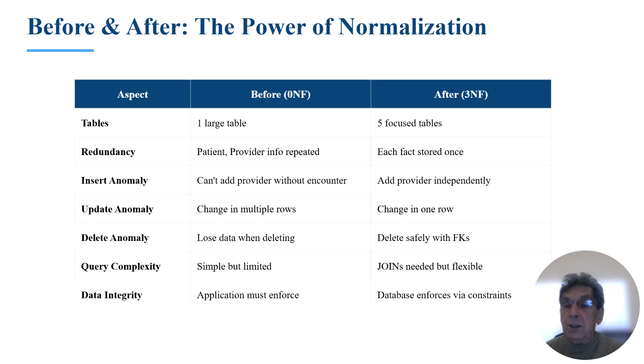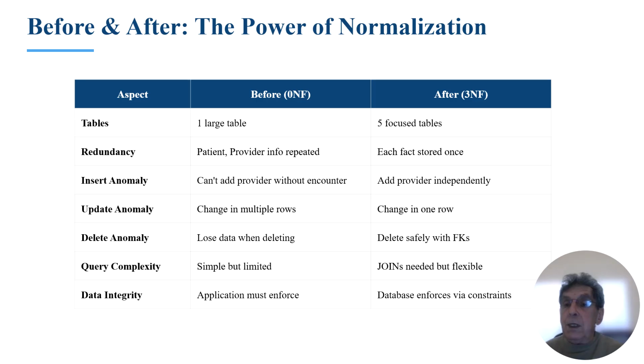Before, we had simple queries but limited flexibility, but after, joins are required, but queries are far more flexible and the results are consistent. Before, application code must enforce data integrity. After, database constraints enforce integrity automatically.